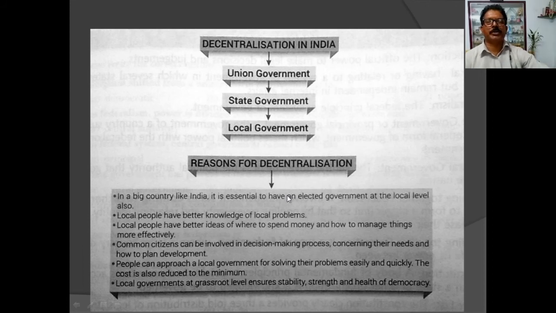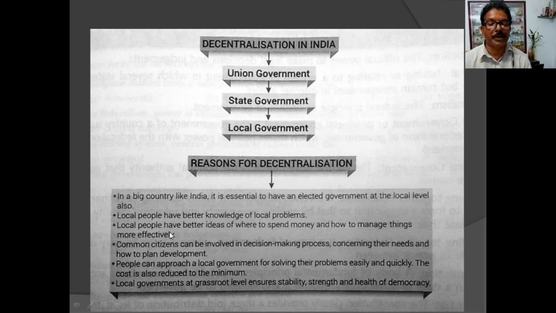In the constitution, in the beginning, there was only a two-tier system: union government and state governments. The three-tier system was added. The Panchayat Raj system, or the three-tier system, was added in 1992 on the recommendations of the Balwant Rai Committee. Why is there a need for decentralization? Very important question. Local people have better knowledge of the local problems. Local people have better ideas where to spend money and how to manage things more effectively. People sitting in Thiruvananthapuram or Delhi do not know what the problems of local people are.